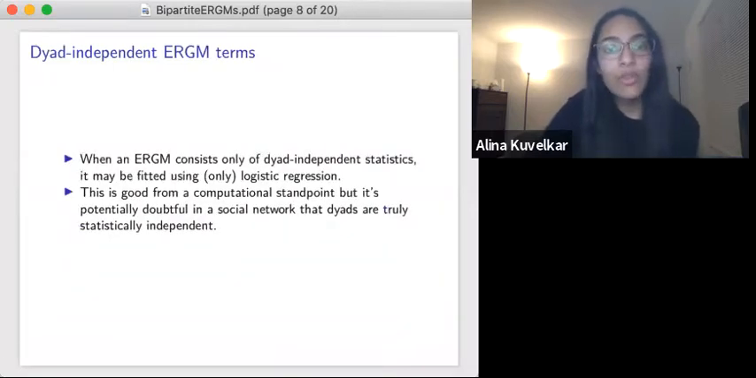It's important to note that when an ERGM consists only of these dyad-independent statistics, the model can be fit using logistic regression. While this does become more efficient computationally, it's often rare to find a social network model that includes only dyad-independent statistics.